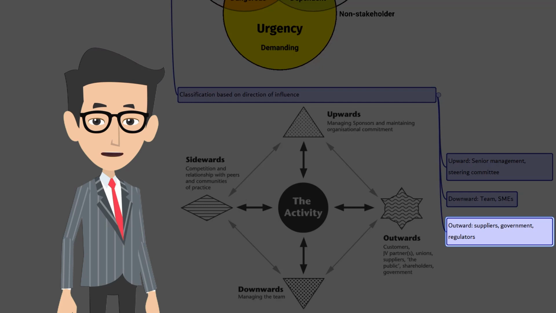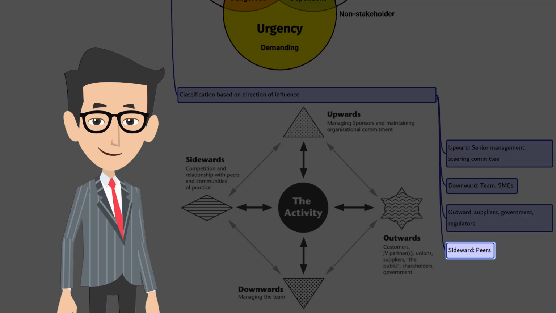Outward. It's about the stakeholder groups and their representatives outside the project team, such as suppliers, government departments, the public, end users, and regulators. Sidewards. Here it's about the peers of the project manager, such as other project managers or middle managers who are in competition for scarce project resources or who collaborate with the project manager in sharing resources or information.